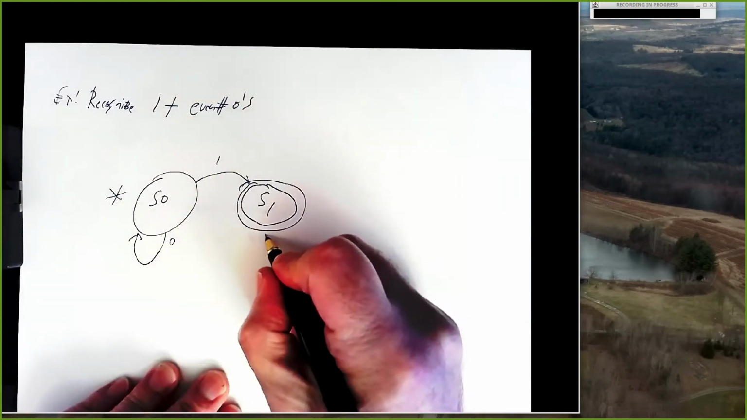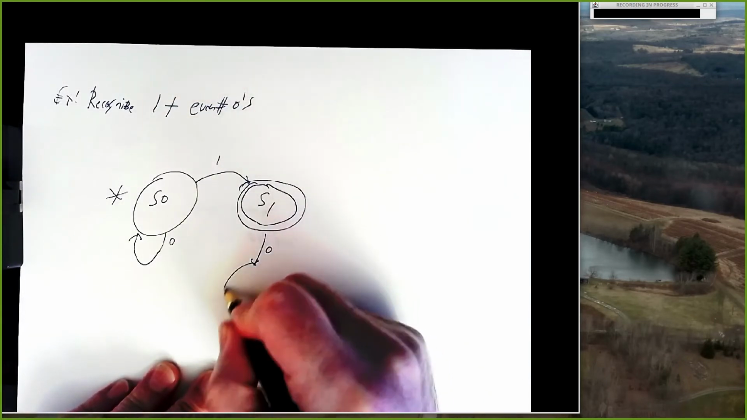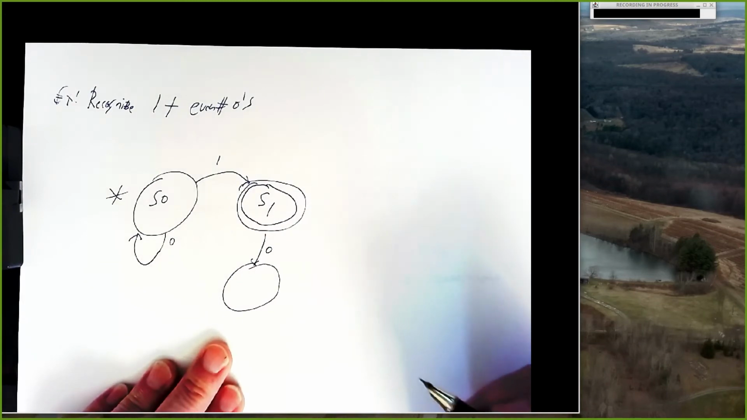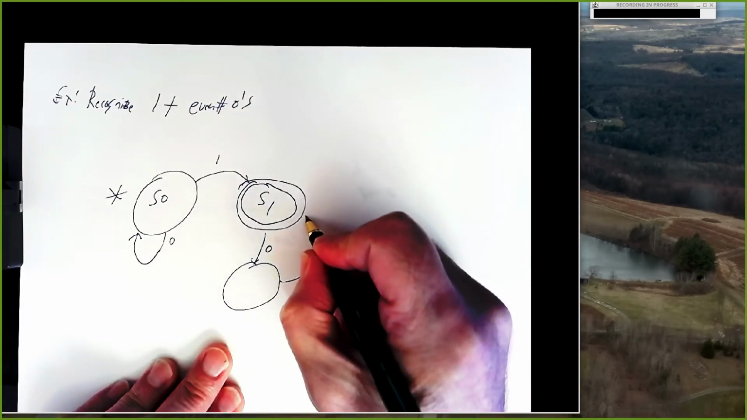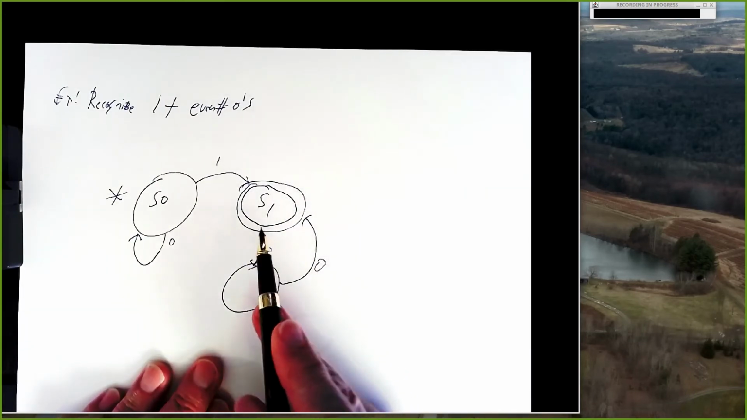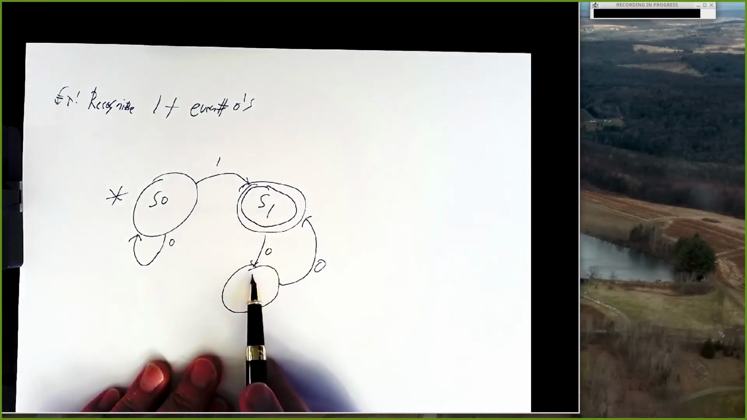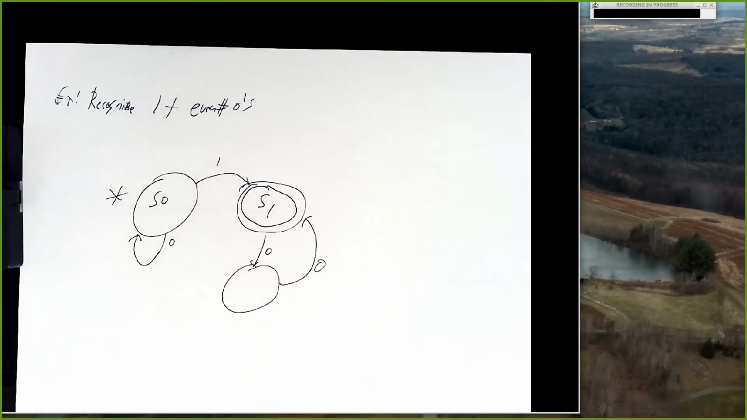And once you're here, if you find a 0, we'll go to some other state. But if you find another 0, guess what? You had a 1 followed by an even number of zeros. You just found a 0, 0. You're back to a recognized state.